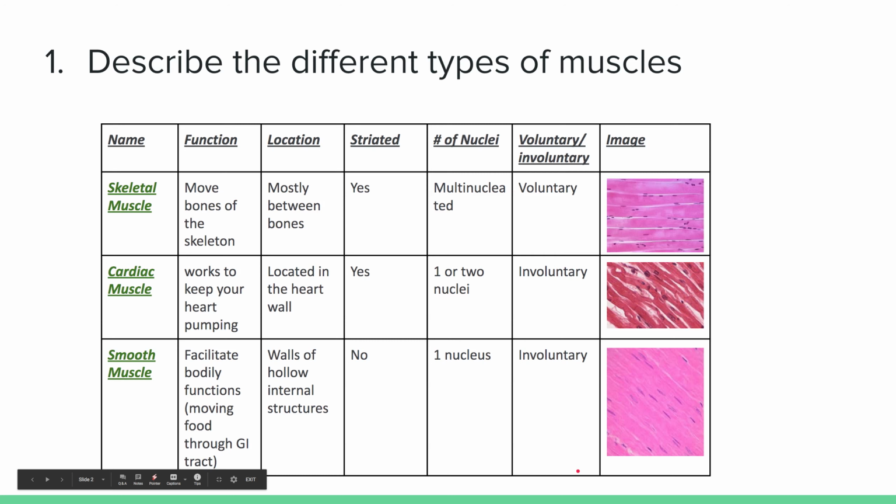Lastly, we have smooth muscle. The primary function for this type of muscle is to facilitate the bodily functions, but it's mostly found in the GI tract, which is the digestive system, and it's found in the walls of hollow internal organs. A great example would be the inside of your stomach. It is not striated. It only has one nucleus and it's involuntary. That makes sense because we don't control the movement of food through our GI tract.